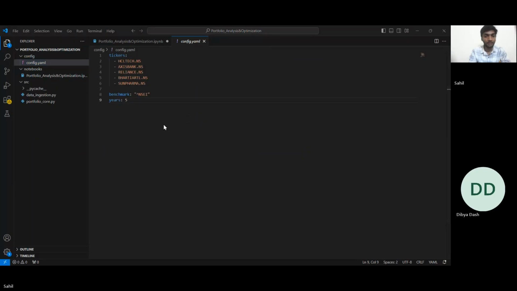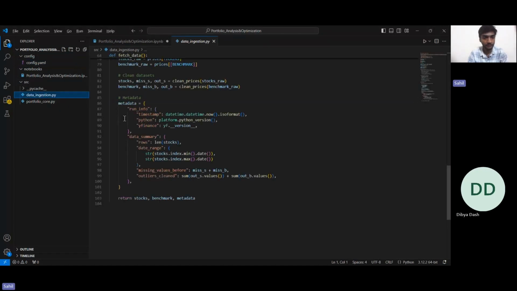So this project is organized into three main components: a config folder, a SRC folder, and a Jupyter notebook for analysis and experimentation. First, we see the config file, and this file contains all configurable inputs like a list of stock tickers, benchmark index, and time horizon in years. Next, we see the source folder, which contains two files, data ingestion and portfolio core.